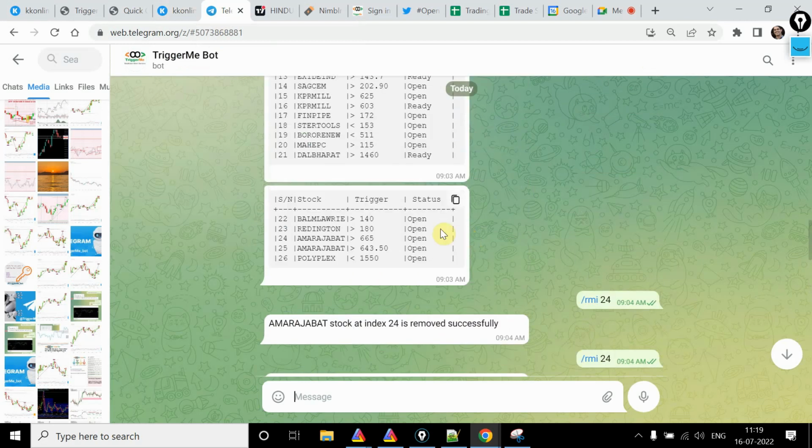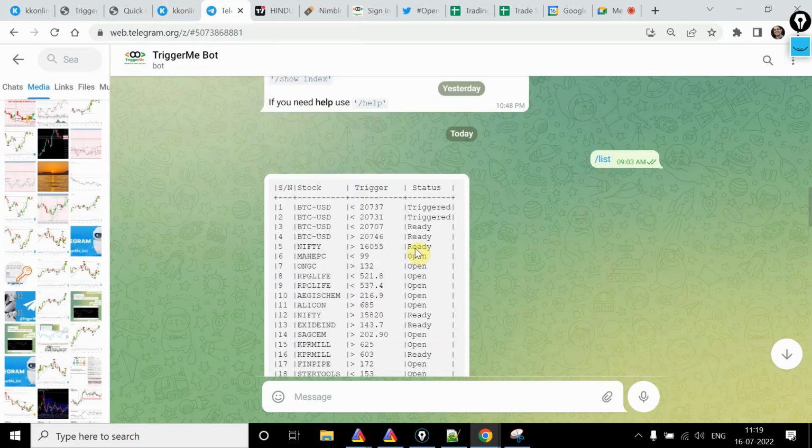If you check, there are some open levels over here. These are my list of stocks which I've put. There are some triggered which have already been triggered, and there are some ready because this level is about to reach. It has not reached, but it is about to reach. So it is preparing me in advance. You log into your broker or be on the terminal and you can place the order if you want, right? It is not going to place any order automatically. It will just tell you on Telegram, as it is doing right now, right?